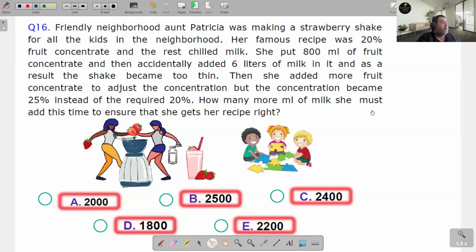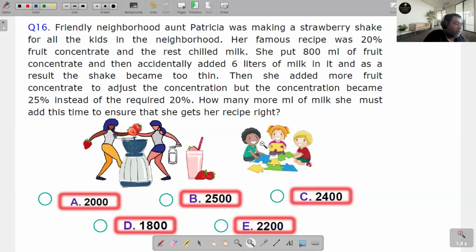Question 16. Friendly neighborhood Aunt Patricia was making a strawberry shake for all the kids in the neighborhood. Her famous recipe was 20% fruit concentrate and the rest chilled milk. She put 800 ml of fruit concentrate and then accidentally added 6 liters of milk in it. As a result, the shake became too thin. Then she added more fruit concentrate to adjust the concentration, but the concentration became 25% instead of the required 20%. How many more ml of milk must she add this time to ensure that she gets the recipe right?